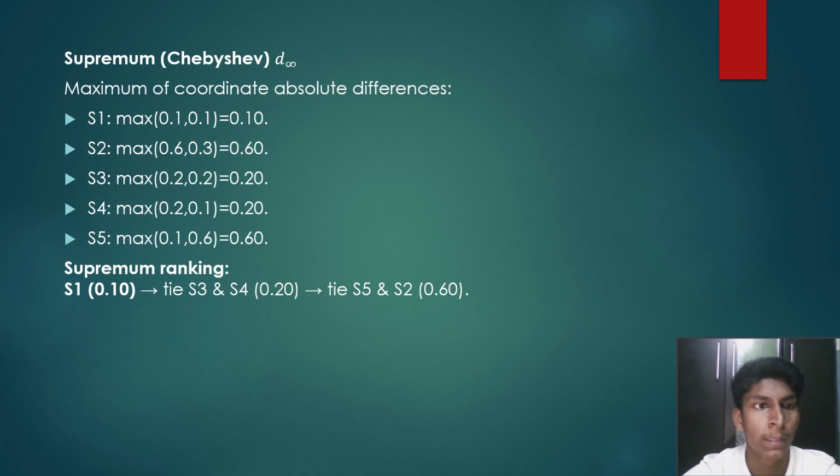Supremum, or Chebyshev: the maximum of the absolute differences for S1, S2, S3, S4, S5. So these are the maximum values we have taken from the given data. The supremum ranking is S1, then a tie between S3 and S4 because they have the same values, and the same for S5 and S2. So let's continue.